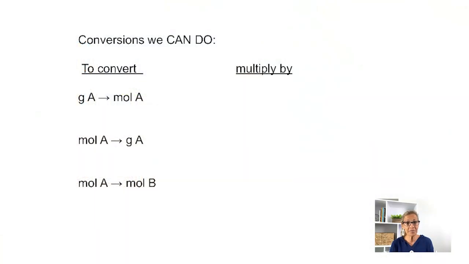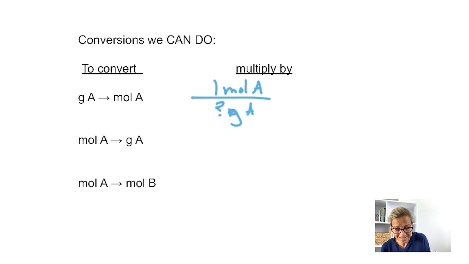This video is going to introduce mass into our stoichiometry problems. So let's just review the conversions that we already know how to do. First of all, we know how to convert grams of a substance to moles. We're just going to multiply by 1 mole of A per question mark grams of A. And why do I use a question mark there? Why can't I write a number in there? Well, it depends on what A is. This is molar mass, right? Upside down. Molar mass is the mass in grams of 1 mole of a substance.